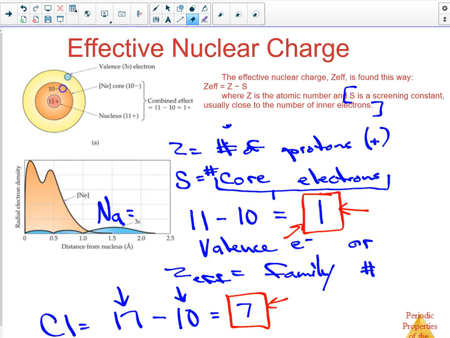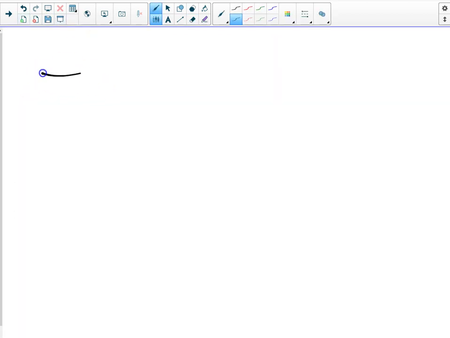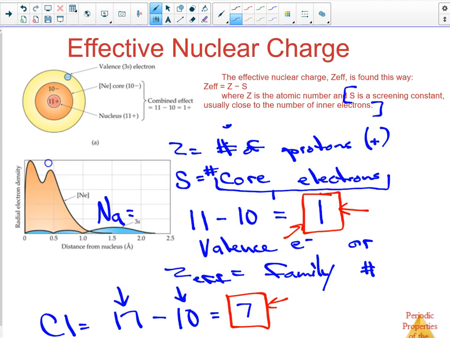So here we go. The effective nuclear charge, which is Zeff, and there's a reason why it's called Zeff, and by the way, it's not Zeff, it's Z-effective. Z is the thing for protons. It's the nucleus, okay? So when we say Zeff, we're talking about this attraction from the nucleus. All right, the effective nuclear charge Zeff is found in this way. Zeff is equal to Z minus S, where Z is the atomic number.